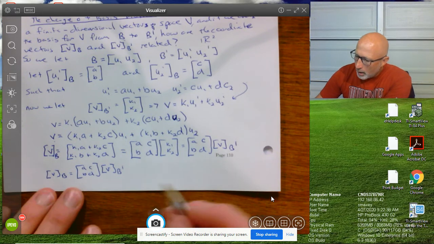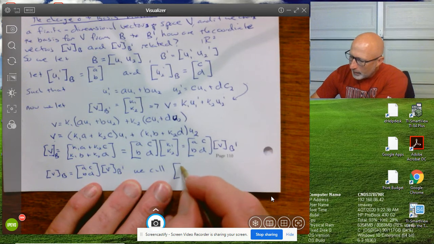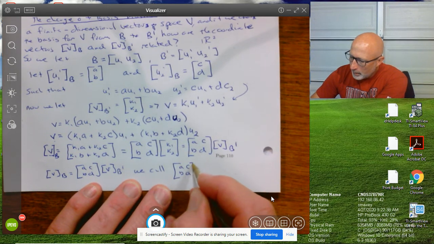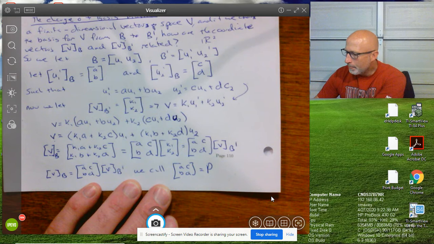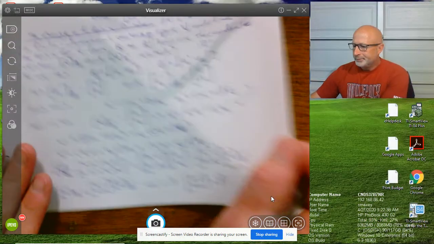Now we're going to call the matrix A, C, B, D P, and we're going to label this what's called the transition matrix. Okay, so next page. That was a lot.